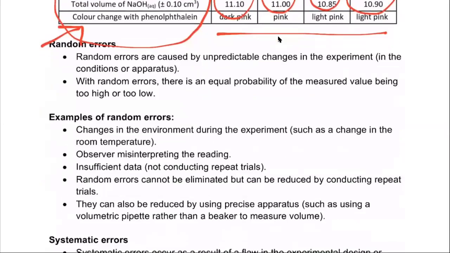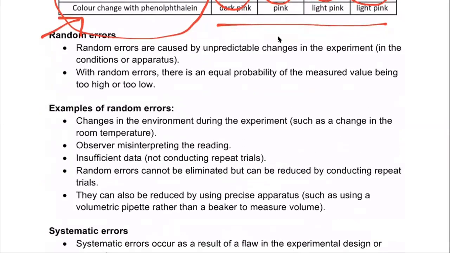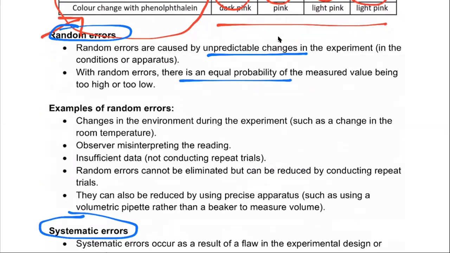Okay, the next part talks about 2 different types of errors, okay? Random errors, and you have to know the difference because you have to be able to address them in your write-up. So random errors are really like what they sound like. It's random. They're caused by unpredictable changes. And it's an equal probability of the measured value being too high or too low. So it's random. You might have a few measurements that are too high, a few measurements that are too low.